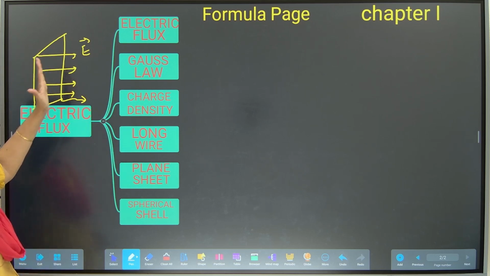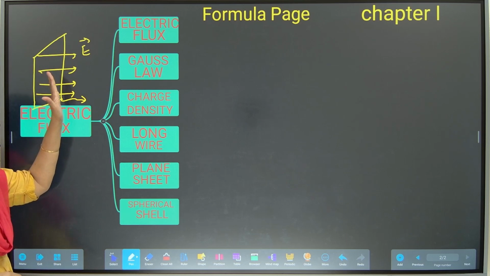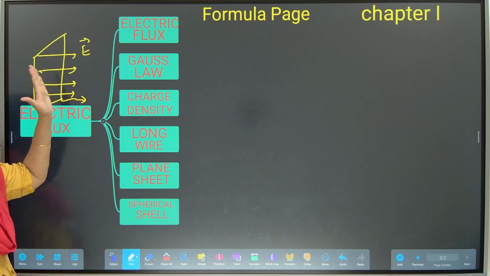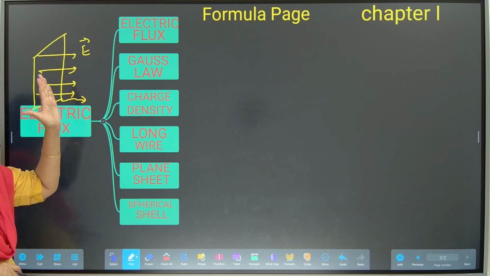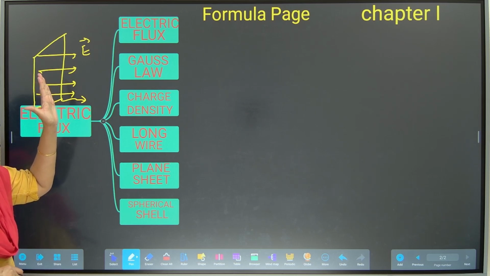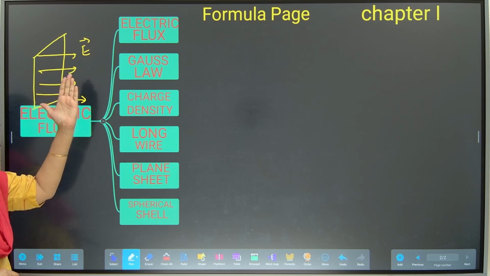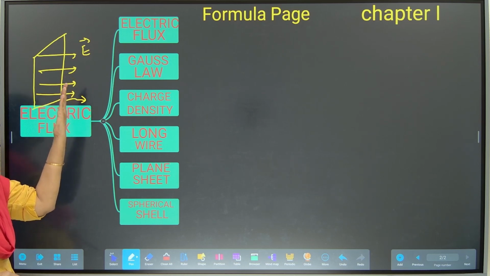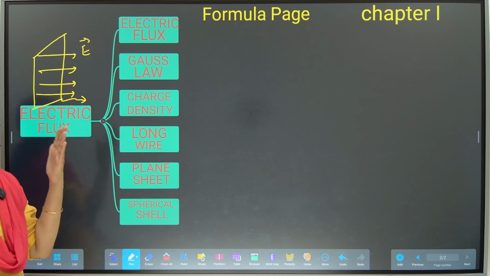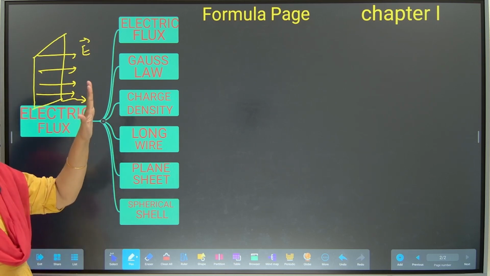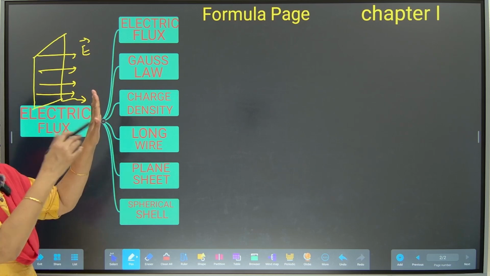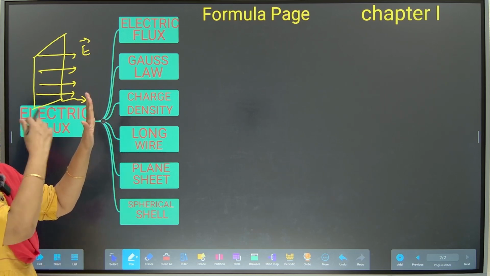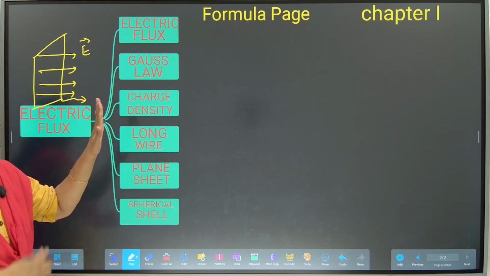Now this electric flux depends on the angle between the area plane and the direction of the electric field itself. That is what electric flux is. If I change the direction from perpendicular to parallel, I will be changing my flux, just as if this is a frame and water is flowing through the frame. Like that, this is a plane and the electric field lines are flowing through the plane.